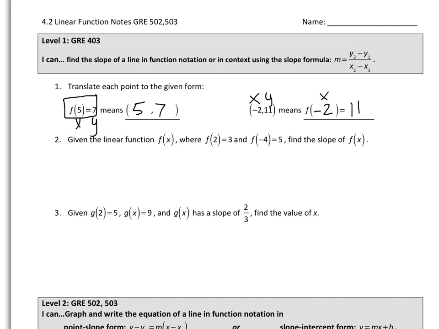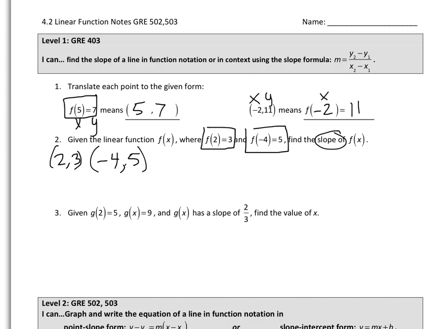So in number 2, when I'm given f of 2 equals 3, what that really means is 2, 3. And when I'm given f of -4 equals 5, what that really means is -4, 5. So now what we have to do is we need to find the slope. Now don't forget slope up here. M equals y2 minus y1 over x2 minus x1.